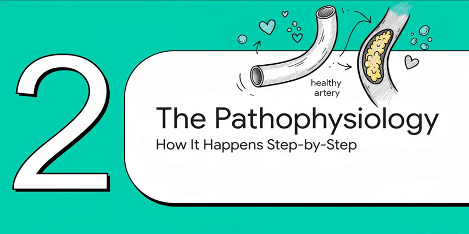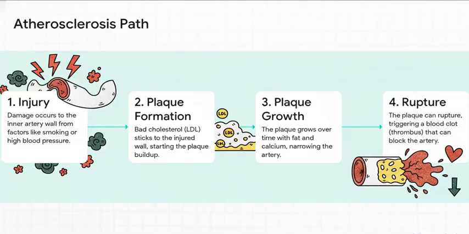So how does a perfectly healthy artery get clogged up and hardened? Let's walk through the pathophysiology, the step-by-step story of how this happens. Understanding this process is everything. It all kicks off with an injury, a tiny bit of damage to the smooth inner lining of the artery. Things like smoking or high blood pressure are common culprits that cause this initial damage. Once that wall is injured, it gets kind of sticky.